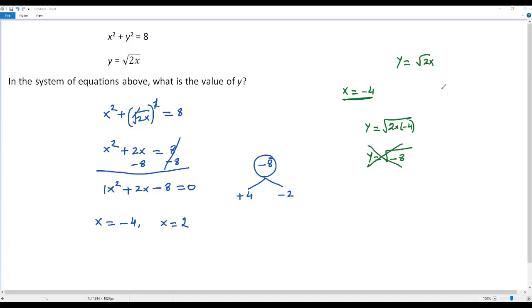Okay, now let me consider the second value of x, that is x equals 2. We can plug in this value 2 for x over here. Then I'm getting y equals square root of 2 times 2. Okay, in a square root, for every two same numbers multiplied, one number can be taken out. So for these two 2's, one 2 can be taken out of the square root. Okay, so I got y equals 2. So therefore the value of y is 2 in the given system.